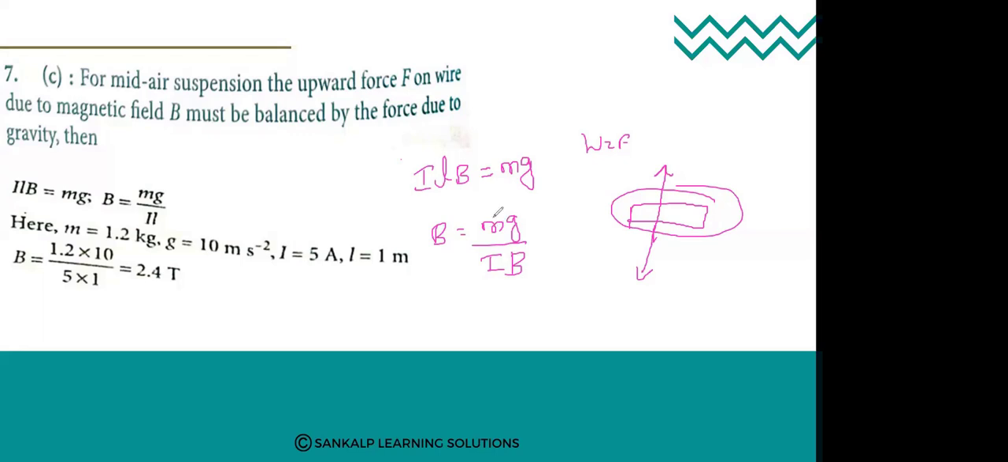So mass is 1.2 kg. Take acceleration due to gravity as 10. Current is 5 ampere. Then length is 1 meter. Sorry, this is L, I into L. You can substitute all the values: 1.2 into 10 upon I value, which is 5 into 1. So simple calculation, answer is 2.4 Tesla. So in CET or any competitive exam, for calculation purposes, you can take acceleration due to gravity value as 10.